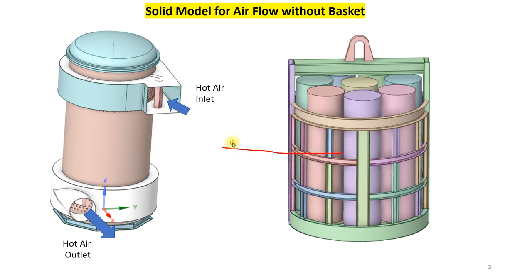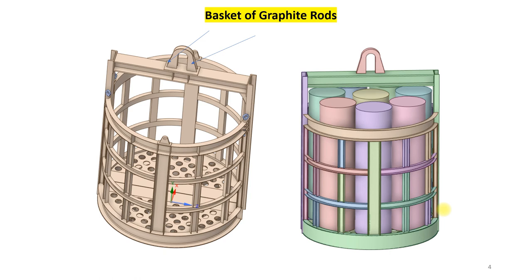This basket is placed inside this air preheater. There are a number of configurations available for the arrangement of graphite rods. These graphite rods are placed inside the basket, and air flows from the top, cools the basket, and leaves at the bottom.